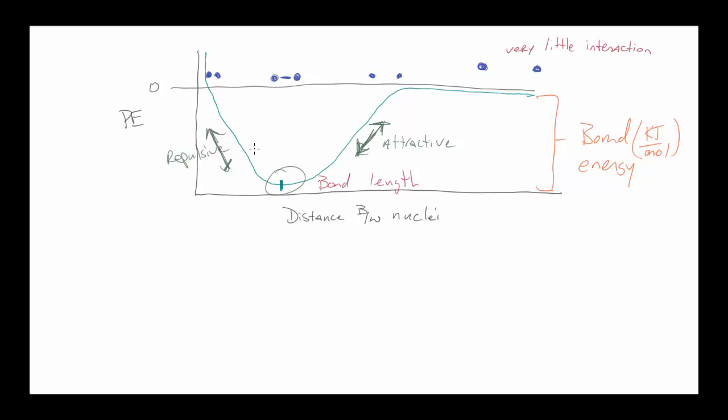This graph will describe all of it, right? As the bond forms, it's releasing energy. To break a bond, which is defined as bond energy, that's how much energy I have to put back in to take from my bond length back up to very little interaction.